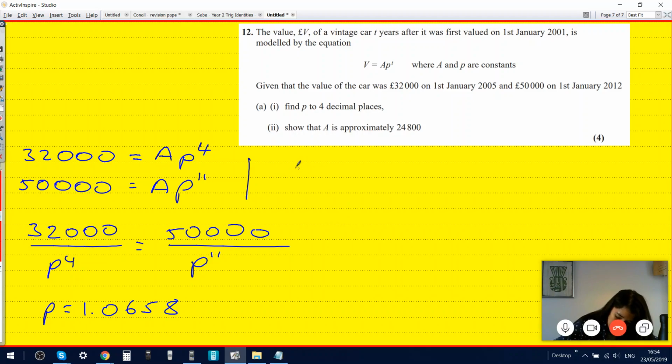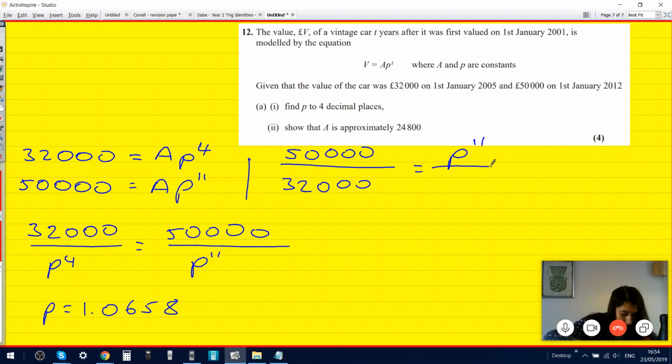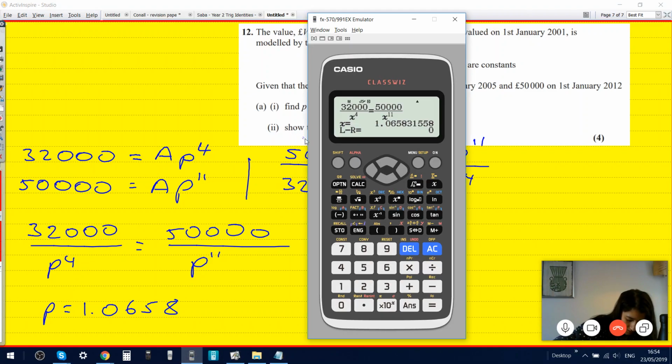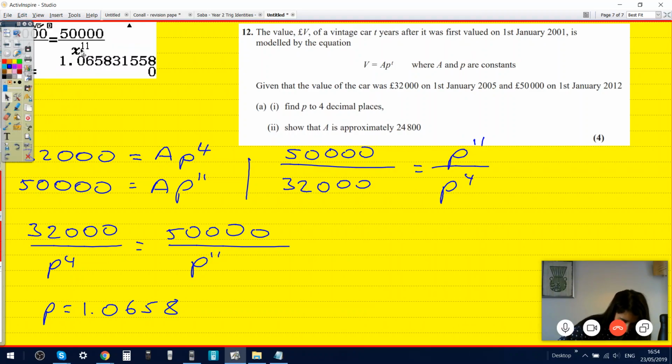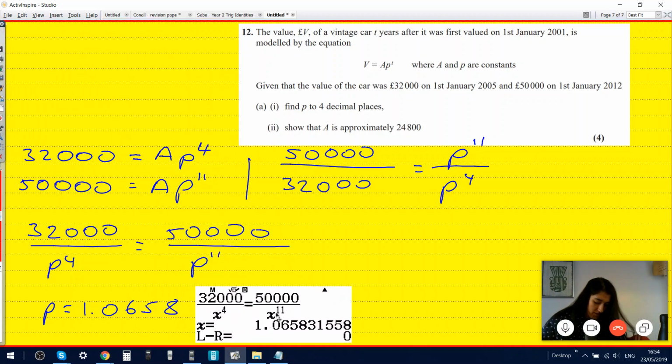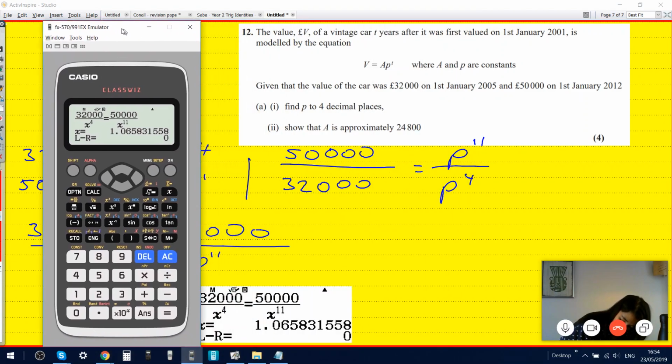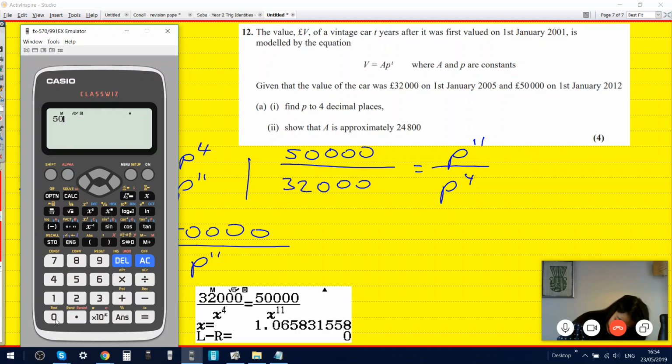Okay, bear with. If I divide it, it's probably even easier than my way. So 1.5625 equals P to the power of 7. And then you do that. Yeah, see, I got it now. My way's easier. Just did the wrong thing. P is 1.0658. And then you find A, so I'm guessing just put it back into one of the equations. Yeah. 32,000 equals A times 1.0658 to the power of 4, so A is 24,800, and 1.0658 to the 4 is 1.2904.